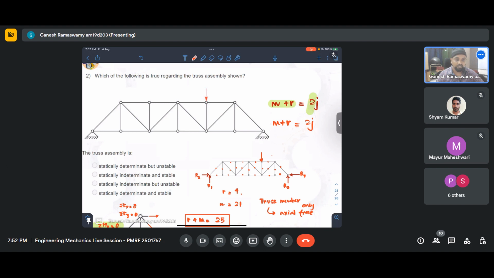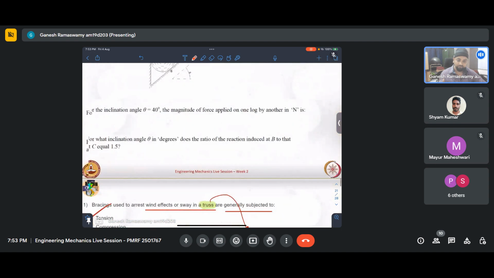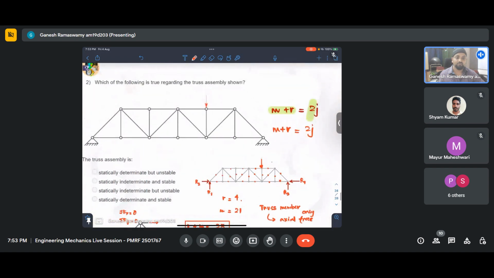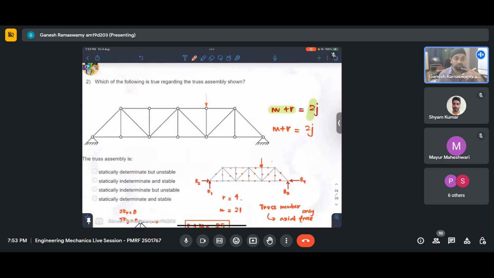Meaning we have invoked only statics. That is why it is called statically determinate. If a problem you are able to solve with just these equations, then it is statically determinate. For example, whatever questions we have solved till now, we have not come across a situation where we are left with an unknown and don't know how to solve for it. And throughout this discussion, we have only applied statics. So all the problems we have solved till now are statically determinate. I hope that is clear.